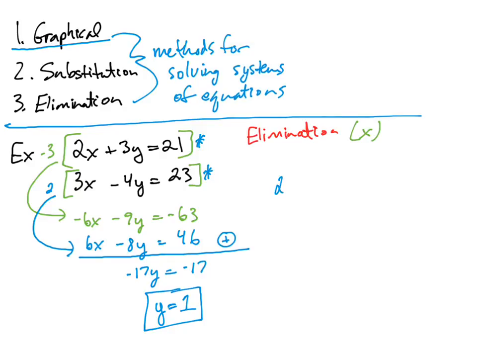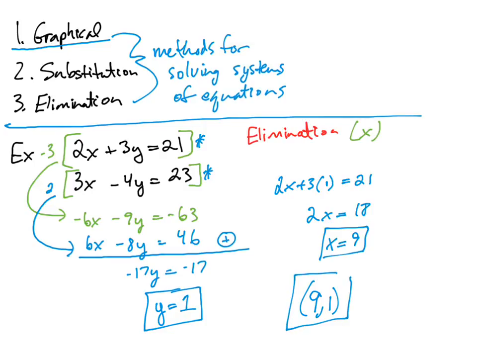We're going to have 2x plus 3 times 1 equals 21, and then we just solve this for x. 18, x is going to equal 9. So the solution to this system, we would say, is (9, 1). We write this as an ordered pair because this is the intersection point of these two lines.